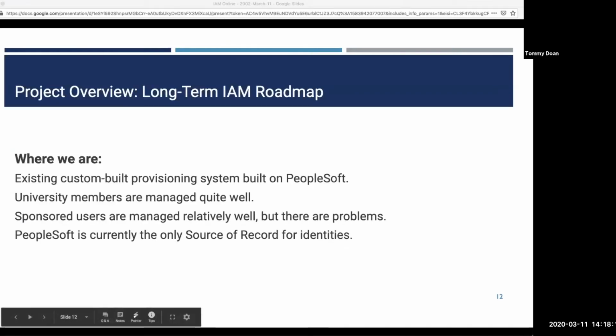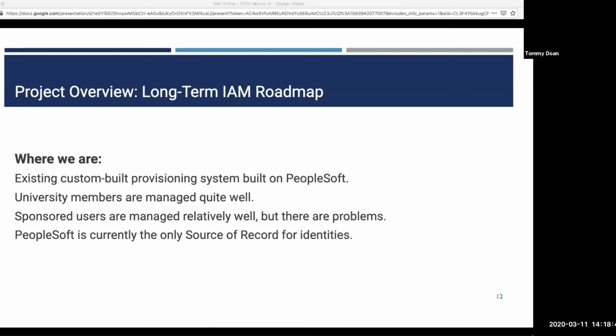So currently at SMU, we have a custom-built provisioning system that's built on PeopleSoft. That was developed by an internal resource at SMU, and it's been running for about 10 years now, and it does well managing our university members, and by that we mean our employees and our students.